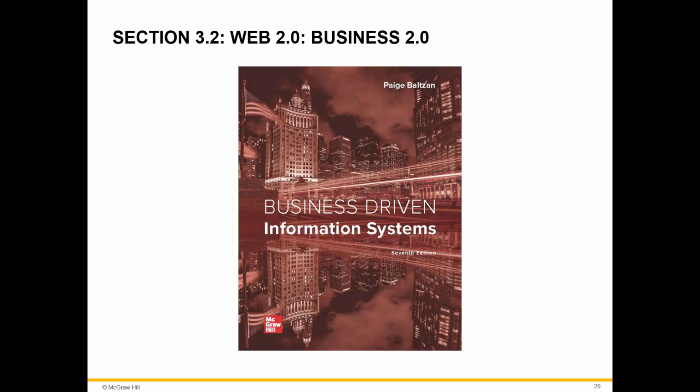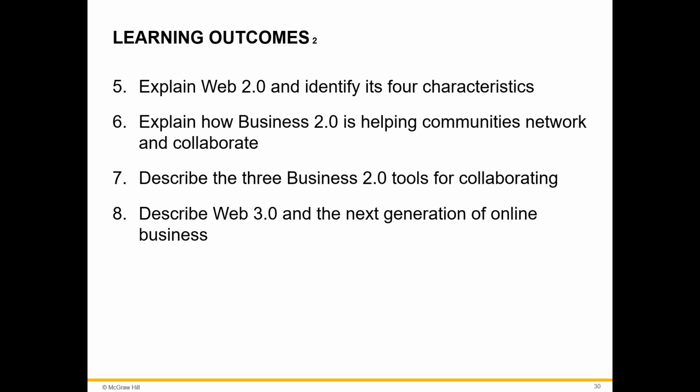In this section, we are going to discuss Web 2 and its effect on Business 2, which is the second wave of Internet use in business. The main outcomes intended for this section include explain Web 2 and identify its four characteristics, explain how Business 2 is helping communities network and collaborate, describe the three Business 2 tools for collaborating, and describe Web 3 and the next generation of online business.